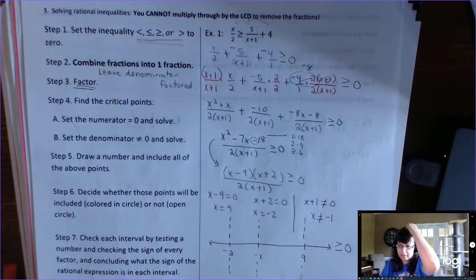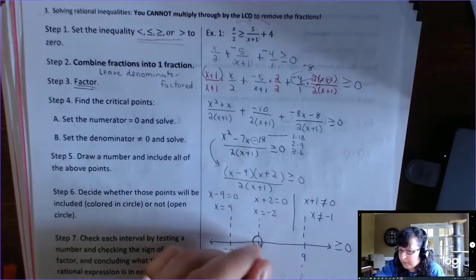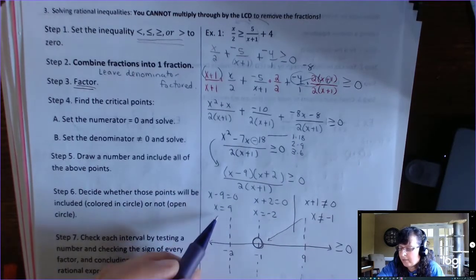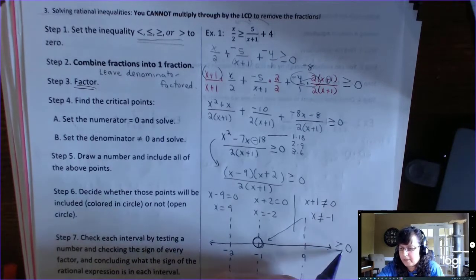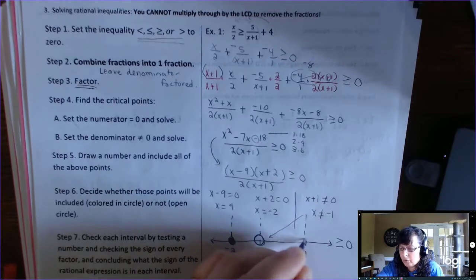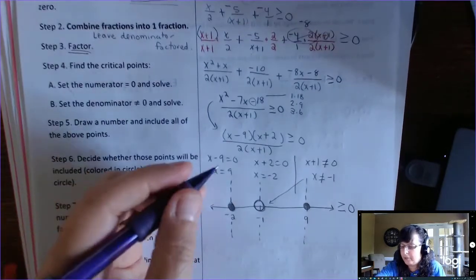So first of all, negative 1, it can't be negative 1. So the 0 from the denominator is always going to be a hole. But from the numerator, these might be colored in and they might be open. It depends on this. If it says greater than or equal to, then it can equal negative 2 or it can equal 9.